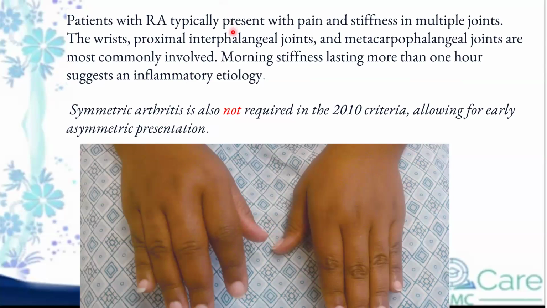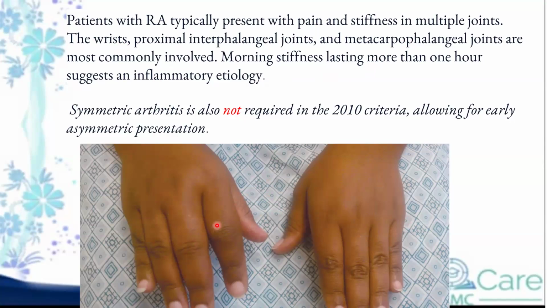Patients with rheumatoid arthritis typically present with pain and stiffness in multiple joints: wrist and proximal interphalangeal, right? So let's just recall: the joint along the knuckles is your metacarpophalangeal. These are the interphalangeal joints, right? This is important to keep in mind when you're doing osteoarthritis and the others as well. So wrists, proximal interphalangeal, and the metacarpophalangeal joints are most commonly affected. So rheumatoid arthritis is this joint, this, and this, right?